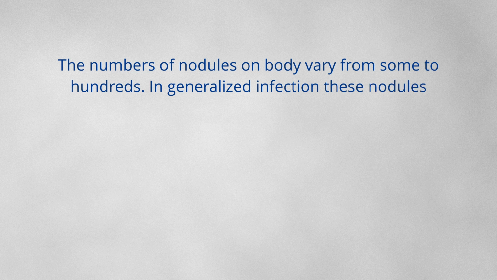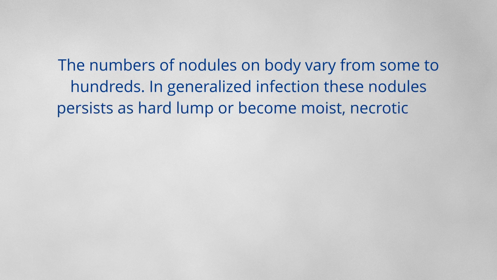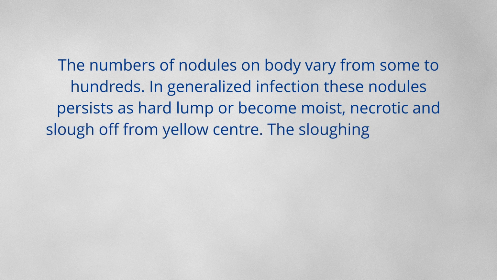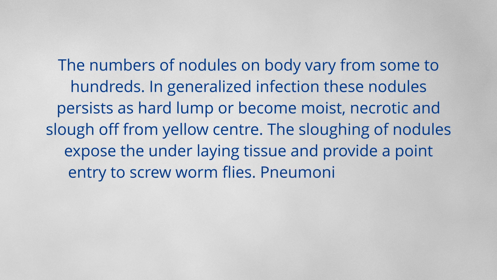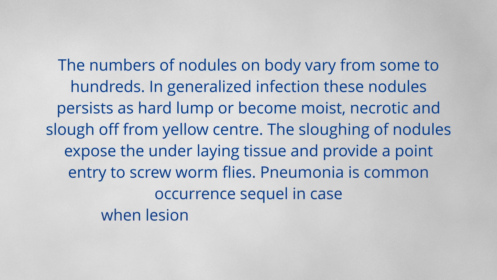In generalized infection, these nodules persist as a hard lump or become moist, necrotic, and slough off from a yellow center. The sloughing of nodules exposes the underlying tissue and provides a point of entry to screwworm flies. Pneumonia is a common sequel in cases where lesions appear in the respiratory tract.